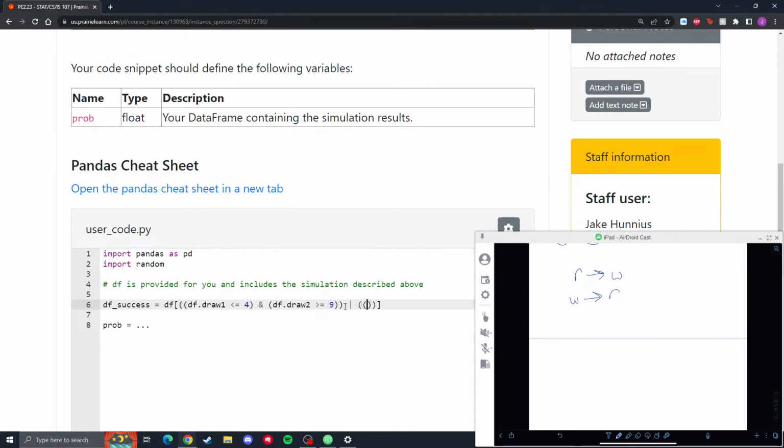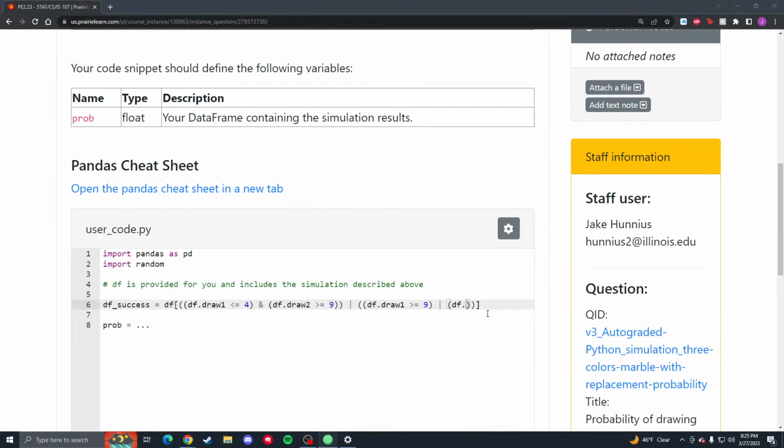Or, and then we have a second set of conditionals. We'll do df.draw 1 greater than or equal to 9, or df.draw 2 is less than or equal to 4. So those are going to be all of our successful outcomes. So we can just do length of df success divided by the length of df.